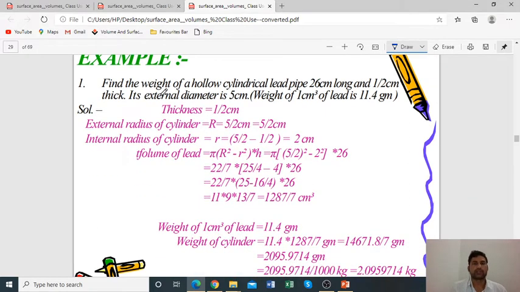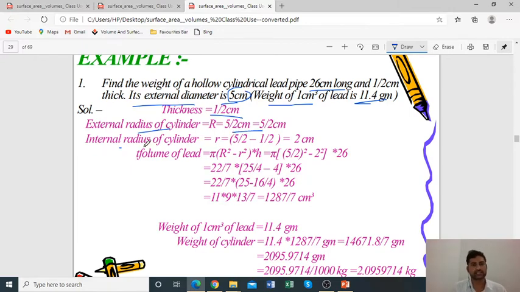Next, example number 2. Find the weight of a hollow cylindrical lead pipe 26 centimeters long and half a centimeter thick. Its external diameter is 5 centimeters, and the weight of 1 cubic centimeter of lead is 11.4 grams. In the hollow cylindrical lead pipe, the thickness is half a centimeter and the external diameter is 5 centimeters, so the radius is 5 upon 2 centimeters.